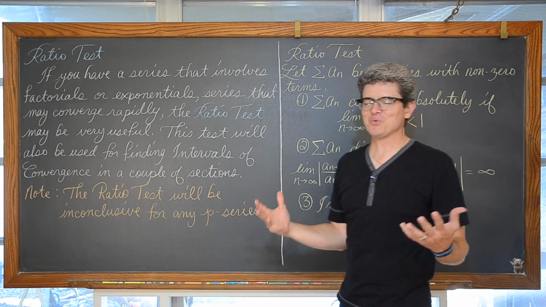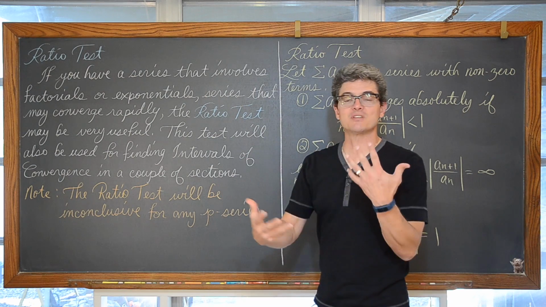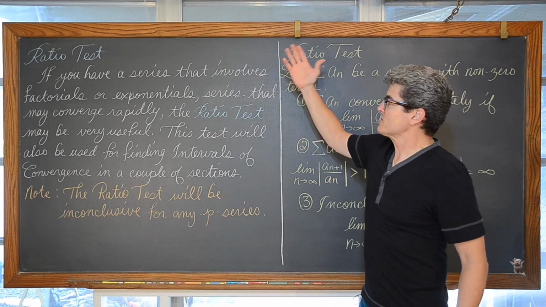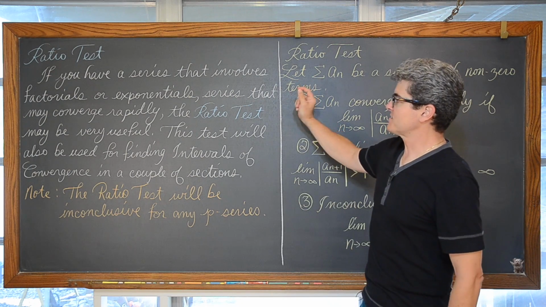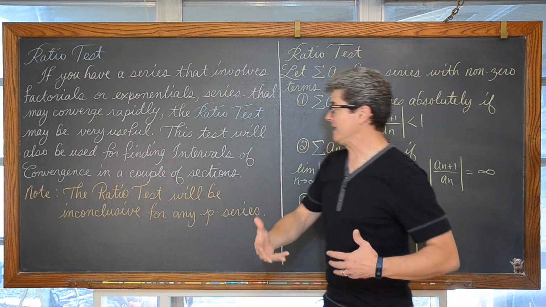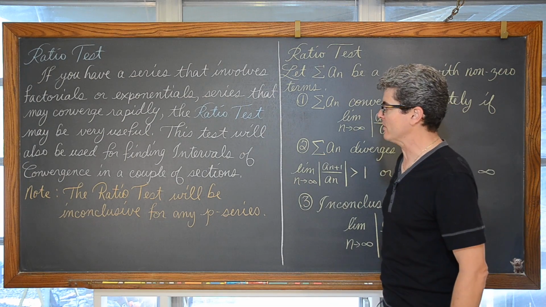We need all of these tools. It's a difficult chapter, and these series can vary widely. We need all these tools. So we're going to be looking at a series that involves factorials or exponentials, a series that may converge very rapidly, and in that case, the ratio test may be very useful.